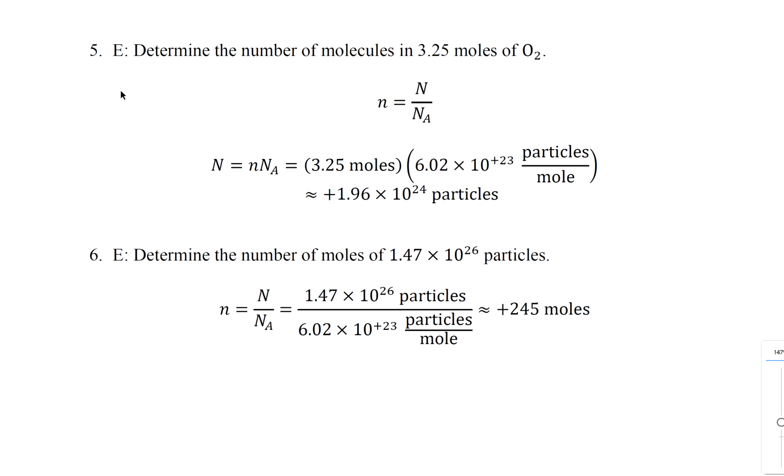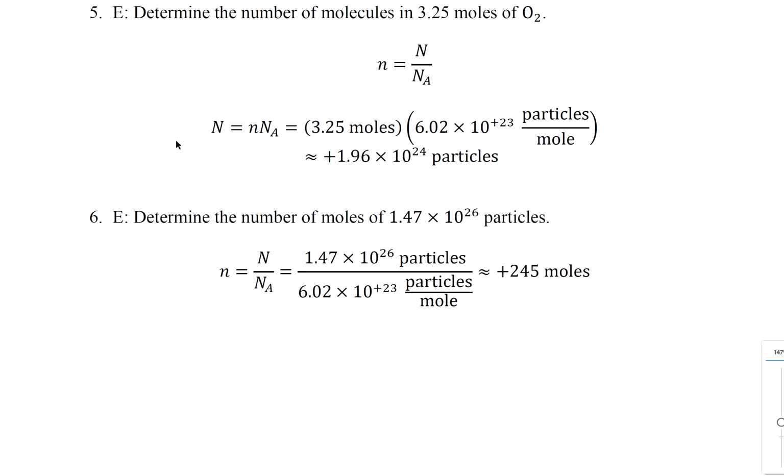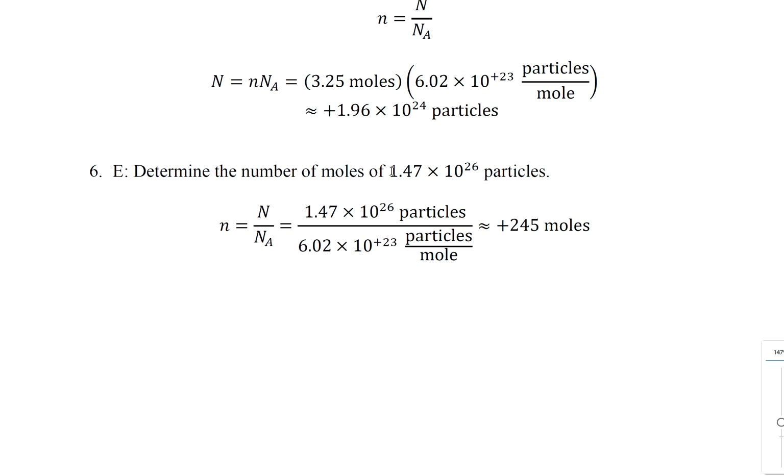Question 5. Determine the number of molecules in 3.25 moles of O2. So they gave you little n, and we know what N sub A is. It's a constant. So we could just solve for big N. Number 6, determine the number of moles of 1.47 times 10 to the 26 particles. They gave us big N, and we know N sub A. It's a constant, so we could solve for little n.